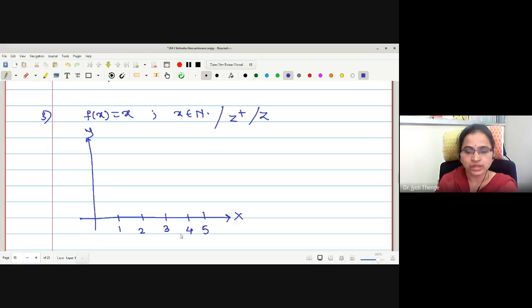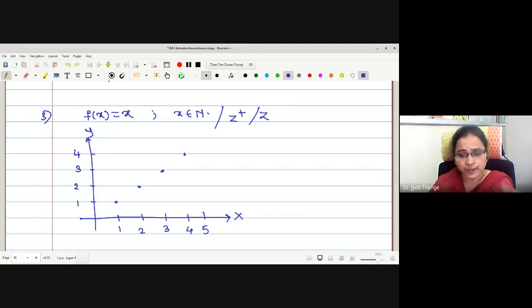Correct? Then for every domain point, what is the corresponding f image? For x equal to 1, what is f of x? 1 itself. For here also I have to mark the points 1, 2, 3, 4 and so on. The next point is x equal to 2. For x equal to 2, f of 2 will be 2. Therefore, this is the second point, correspondingly the third point, the fourth point.